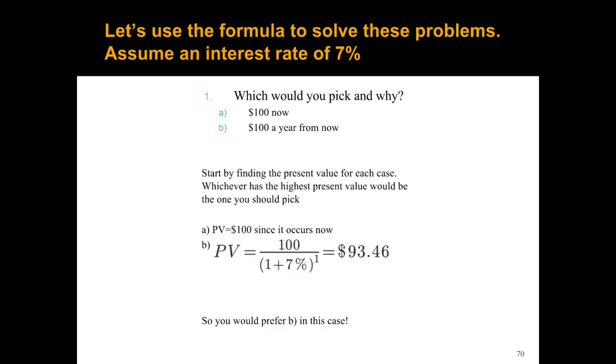The other thing you could think about is that now is 0 years from now. So your denominator is raised to the 0 power, and anything raised to the 0 power is 1. So it's just 100 divided by 1.